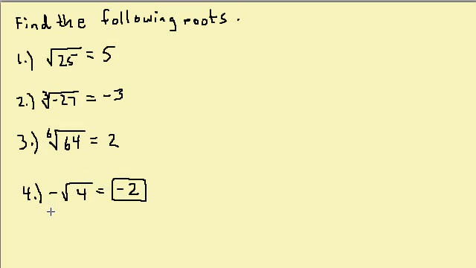Now, this would be different if we had a problem like the square root of negative 4. Okay, notice the negative is underneath the square root. Well, we can do this, but this is another video. This is getting into complex numbers. And we're not going to talk about complex numbers in this video. We'll talk about it in a separate video.